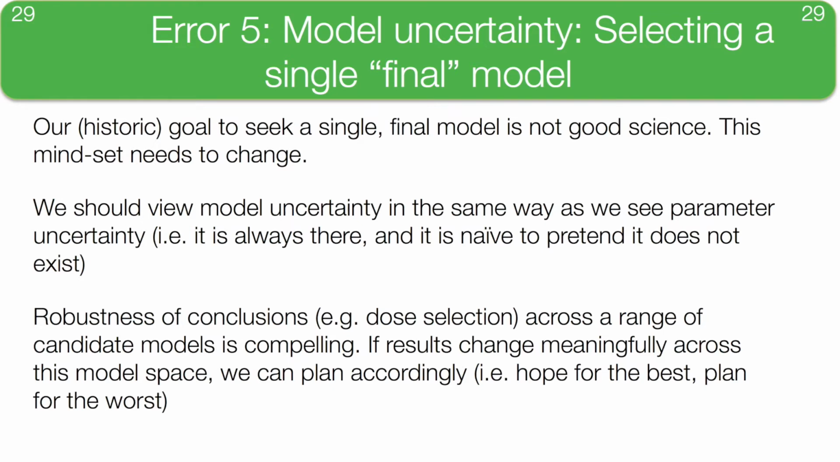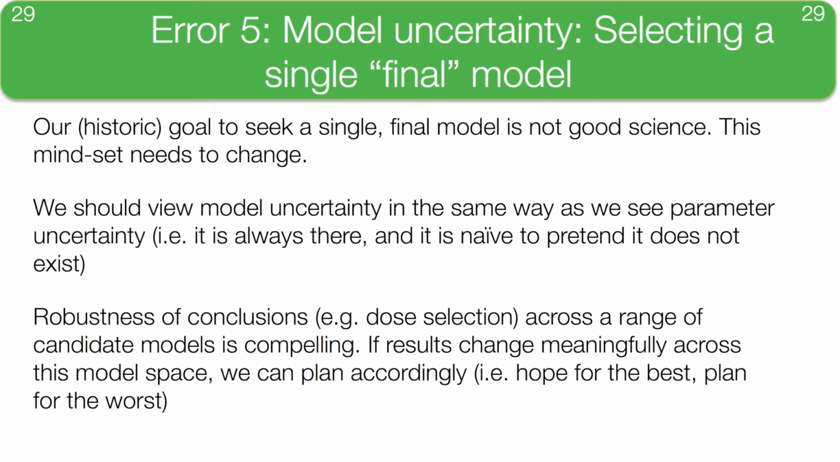Error number 5 is around model uncertainty, and this idea of selecting a single final model. I think historically we've tried to seek a single final model, but I actually don't think that's great science. I think this mindset needs to change. We should view model uncertainty in the same way as we see parameter uncertainty. That is that it's always there, and it's naive to pretend it doesn't exist.